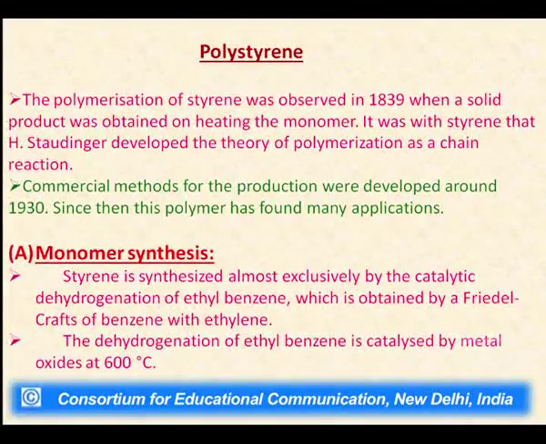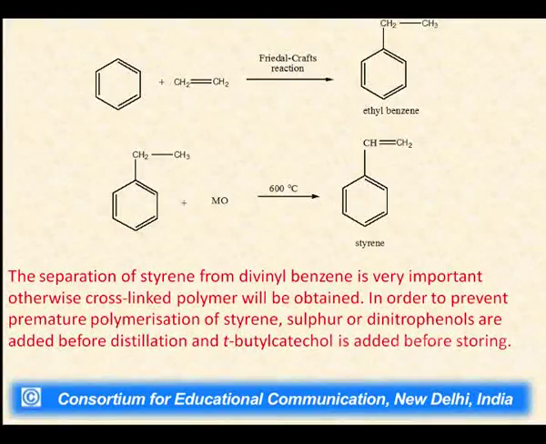This styrene is synthesized almost exclusively by the catalytic dehydrogenation of ethyl benzene, which is obtained by a Friedel-Crafts reaction of benzene with ethylene. The dehydrogenation of this ethyl benzene is catalyzed by metal oxides at 600 degrees centigrade. This is the benzene. In the presence of ethylene, it undergoes Friedel-Crafts reaction to first give the ethyl benzene, which then reacts with the metal oxide, and a styrene monomer is produced.